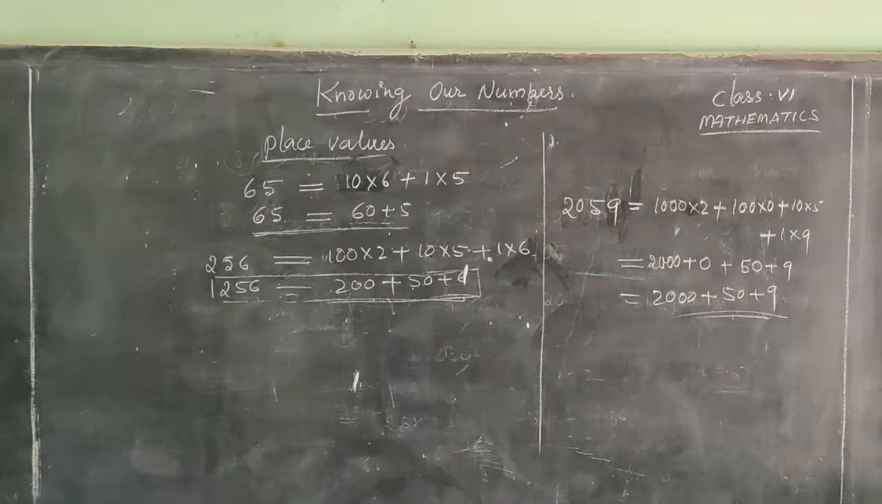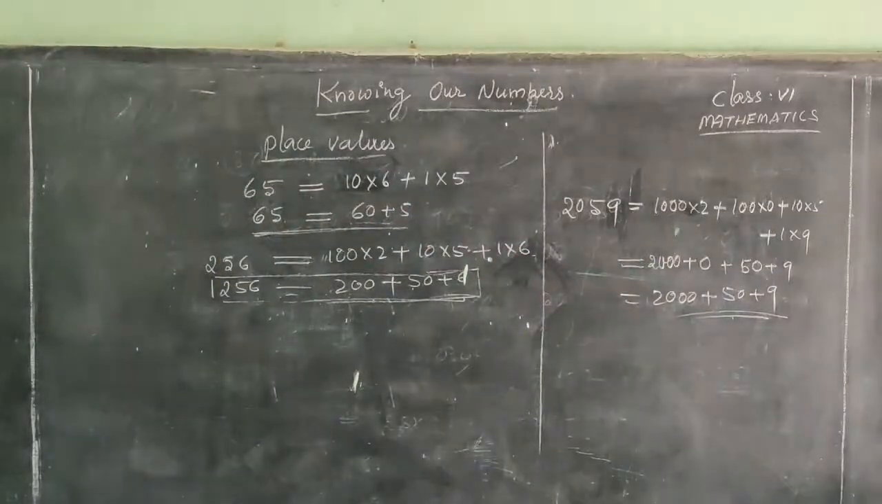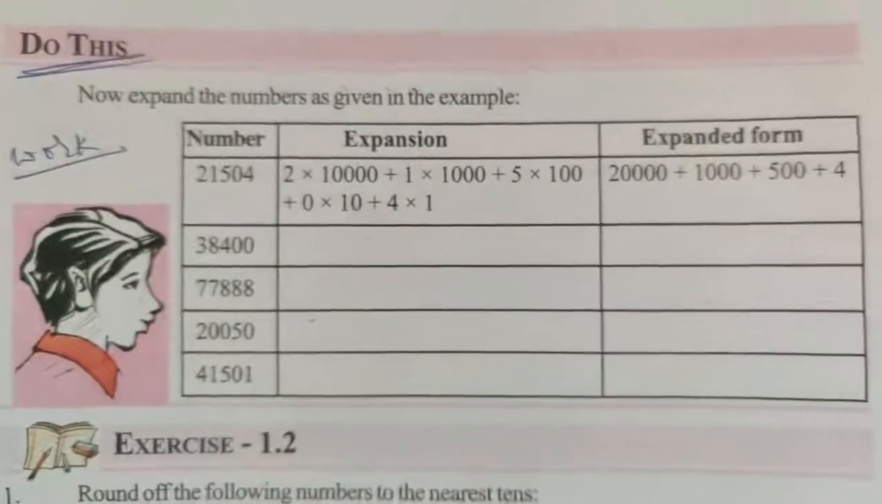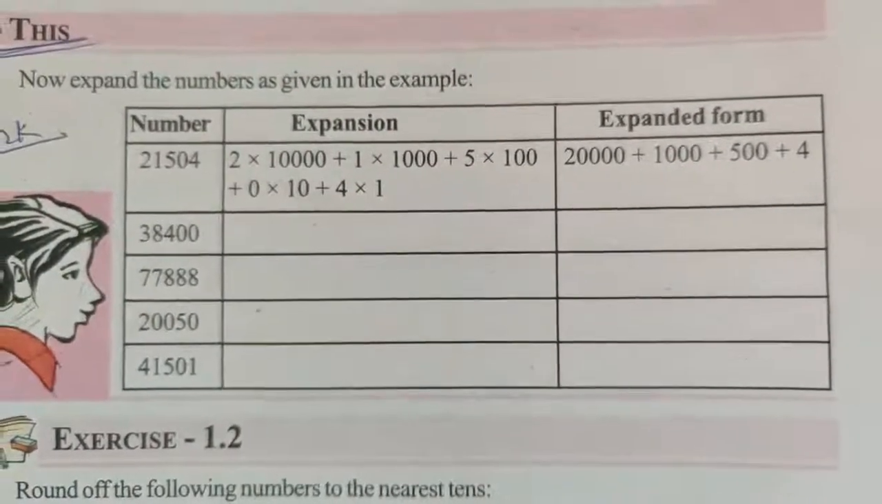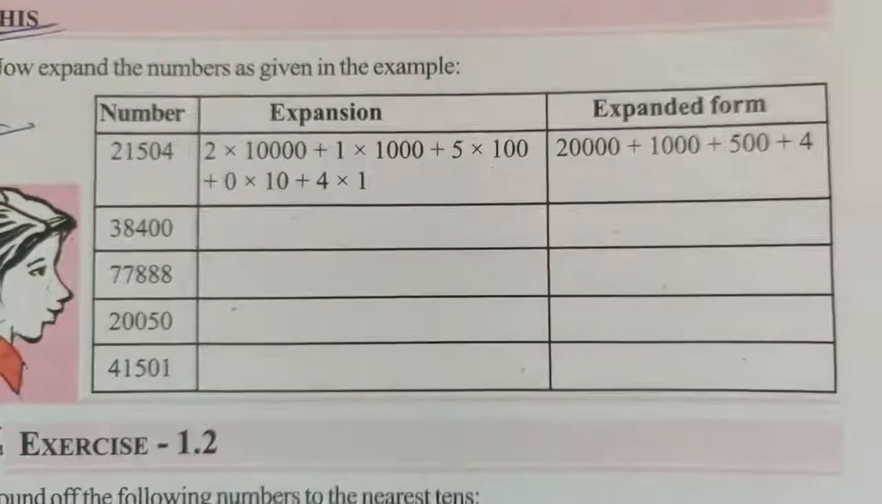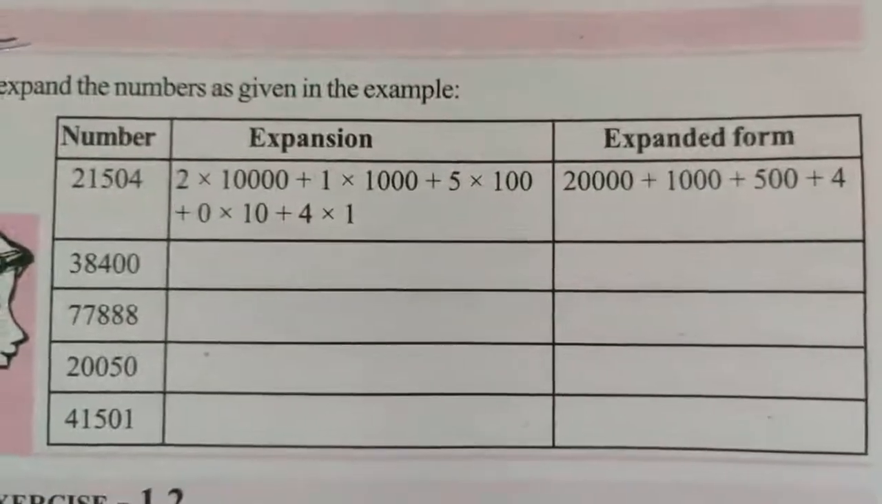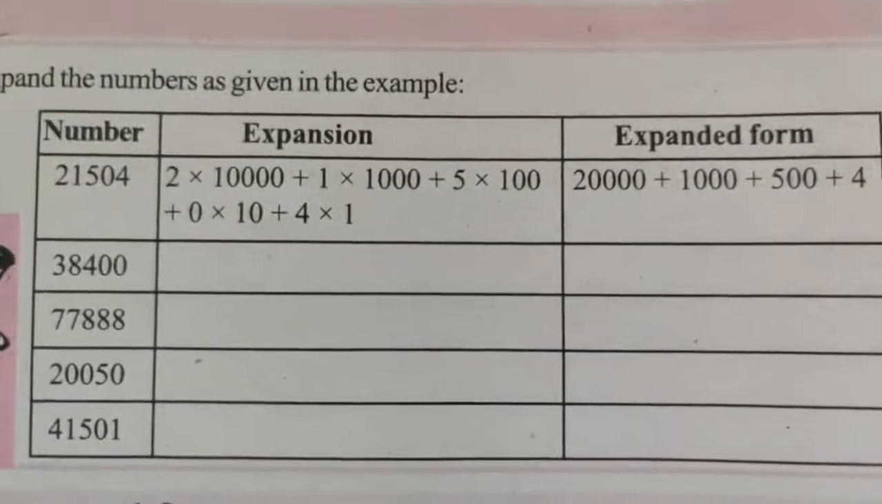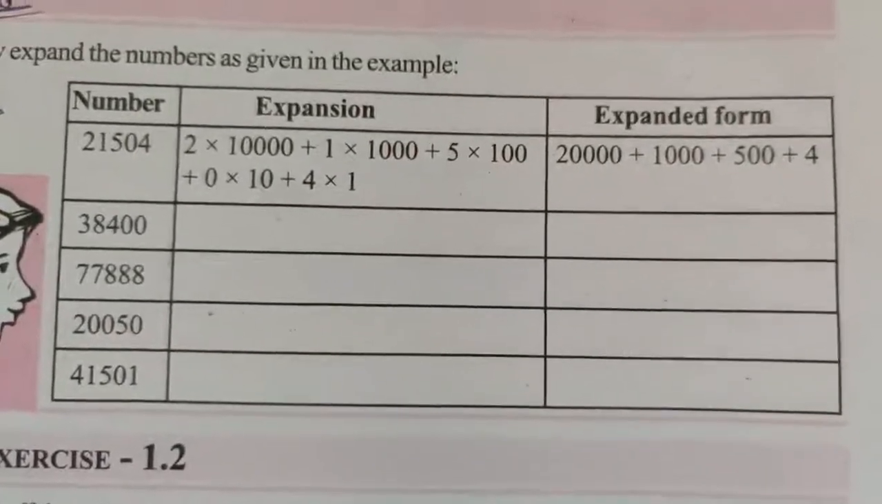Now I have one table. You must prepare that table as homework or practice. See this table for practice. There are 5 numbers, 1 number done for you, in expansion form and expanded form, both forms. You complete that table, the remaining 4 sums.